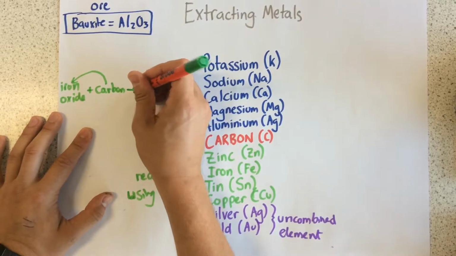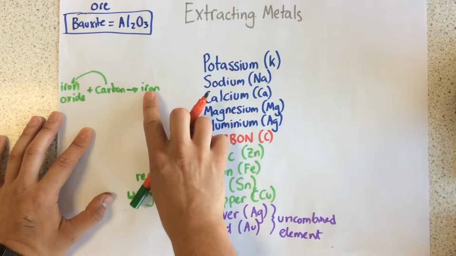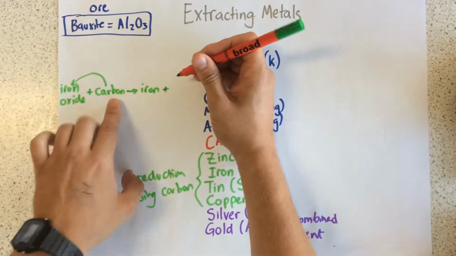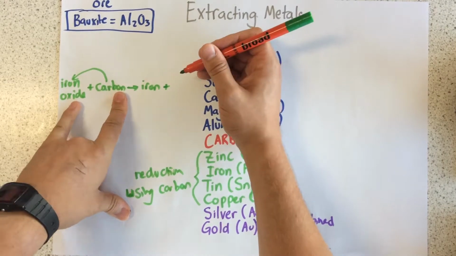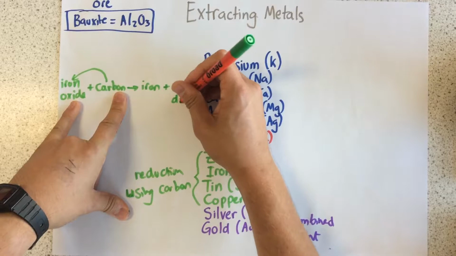Remember, that's what we're trying to achieve. We're trying to extract the metal and get it all by itself so we can use it. So now I've got the iron, and also now I have the carbon combining with the oxygen, and the gas formed is going to be carbon dioxide.